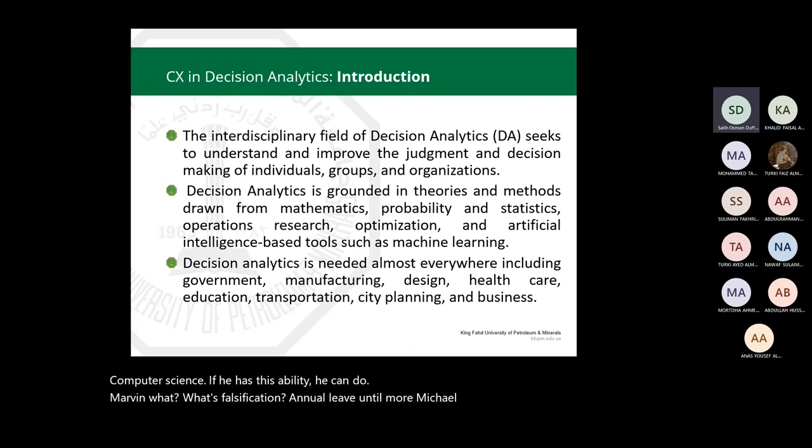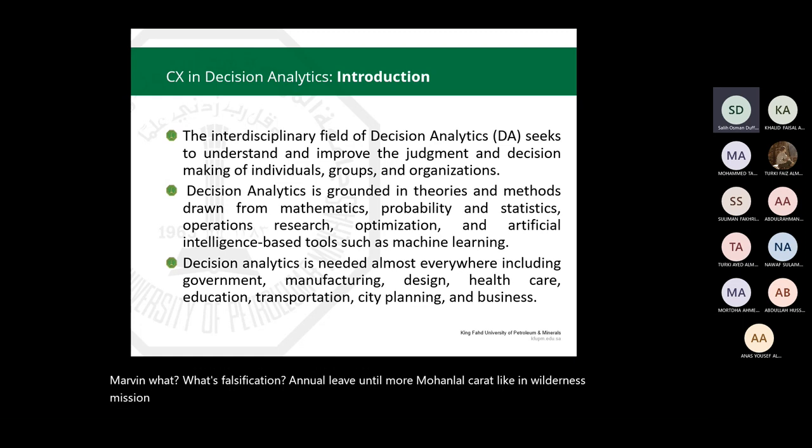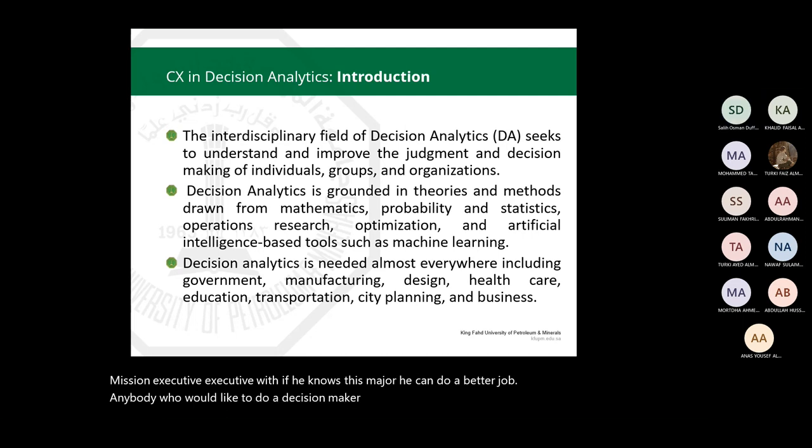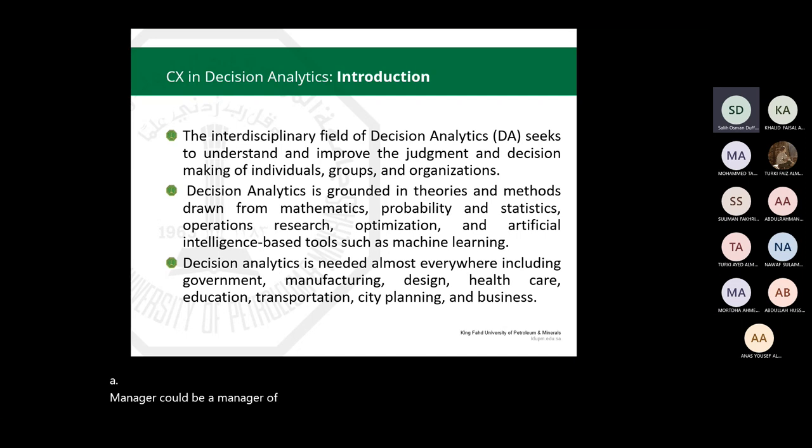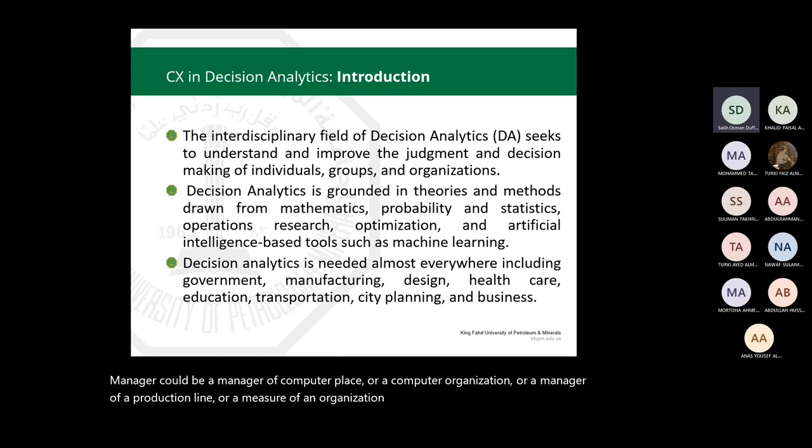ما في وصف وظيفي كده، وظيفة نسميه غير محلل القرارات، لكن معظم الناس مثلا executives لما يصلوا يتخذوا قرارات. If he knows this major he can do a better job. Anybody who would like to be a decision maker, whether a manager of a computer organization or a manager of a production line, can get a job there, a variety of jobs.